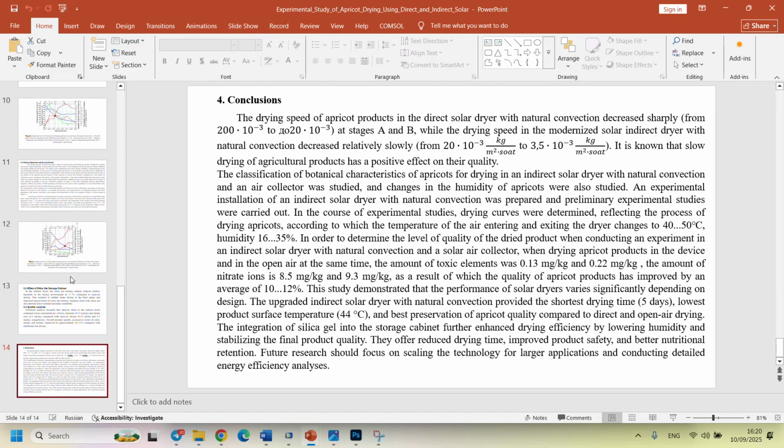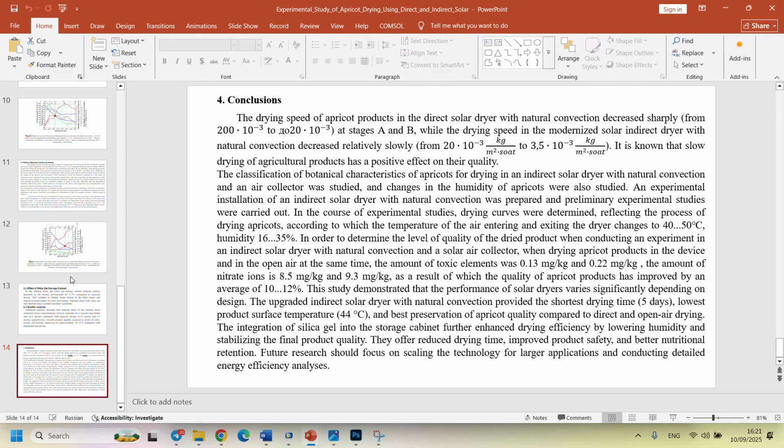In conclusion, the drying speed of the apricot product in the direct solar dryer with natural convection decreases sharply from 2000 multiplied by 10 to the power of minus 3 to 20 multiplied by 10 to the power of minus 3 at stages A and B, while the drying speed in a modernized indirect solar dryer with natural convection decreases relatively slowly. It is known that slow drying of agricultural products has a positive effect on their quality.